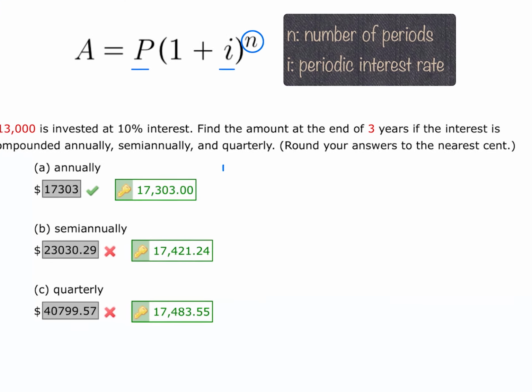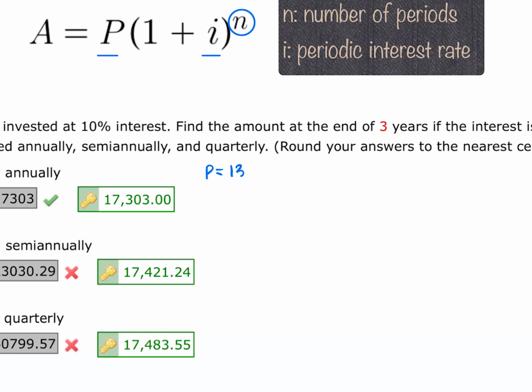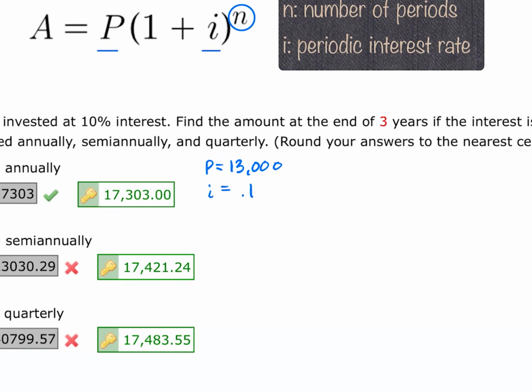So for part A, we know that the principal amount is $1,300. The I, which is the interest rate, is 10% as a decimal, which is 0.1. And N is the number of periods. So we're compounding annually, so that's once a year, but we are trying to find the amount at the end of 3 years. So we're going to have 1 times 3, which is 3, so N equals 3.